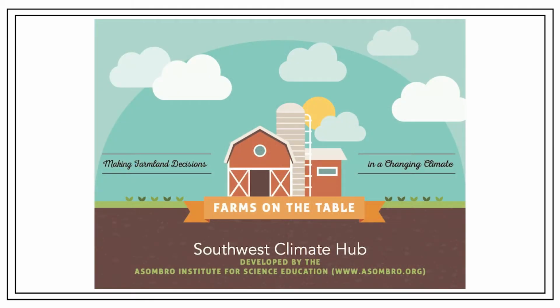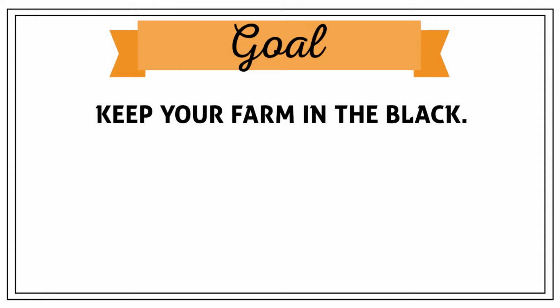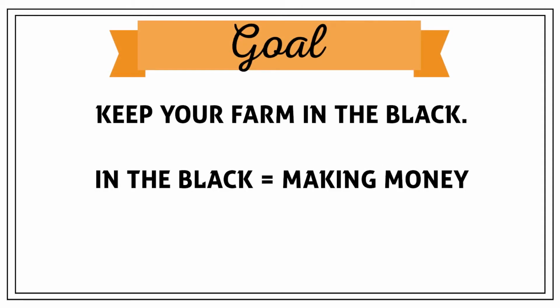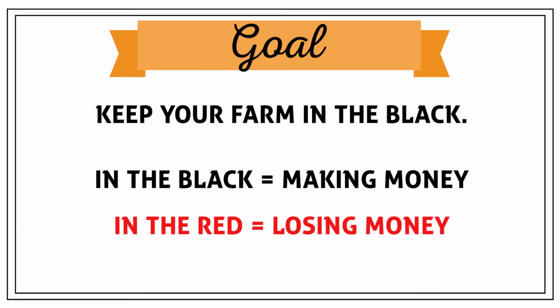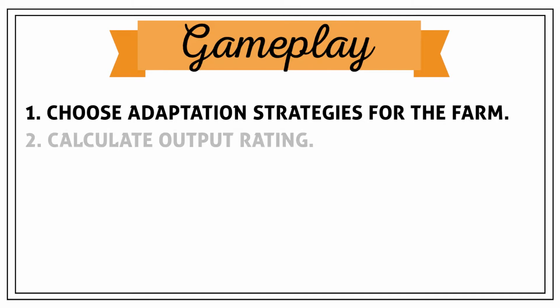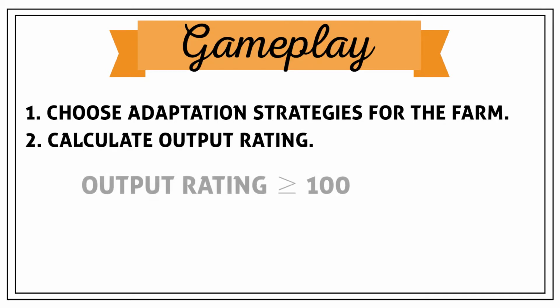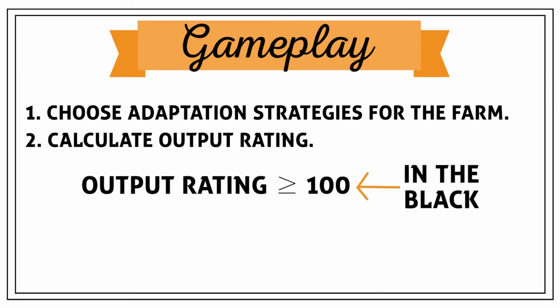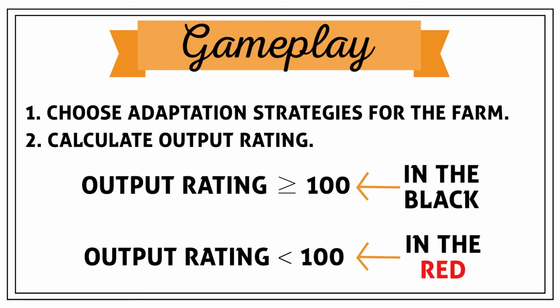Using the PowerPoint, introduce the effects of climate change on agricultural production. In the game, students will be farmers dealing with the effects of climate change. The goal is for their farm to be in the black, or making money, each year. To avoid getting in the red, or losing money, they'll choose adaptation strategies for their farm. Then calculate an output rating. An output rating of greater than or equal to 100 means students' farms stayed in the black, and less than 100 means their farm is in the red. Weather conditions each year will determine if investments were profitable or not.